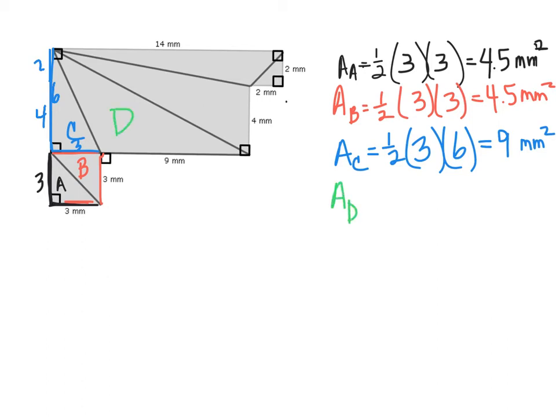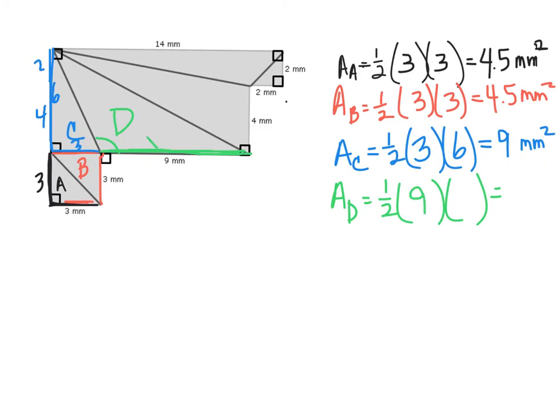Area of triangle D is 1/2 base times height. Oh, well, this triangle is not a right triangle. So this is obtuse. This is an obtuse angle. So remember, sometimes our altitudes are outside of our triangle. And looking at this triangle, I see that this 9 is one of the sides of the triangle. So I'm going to use that as my base.